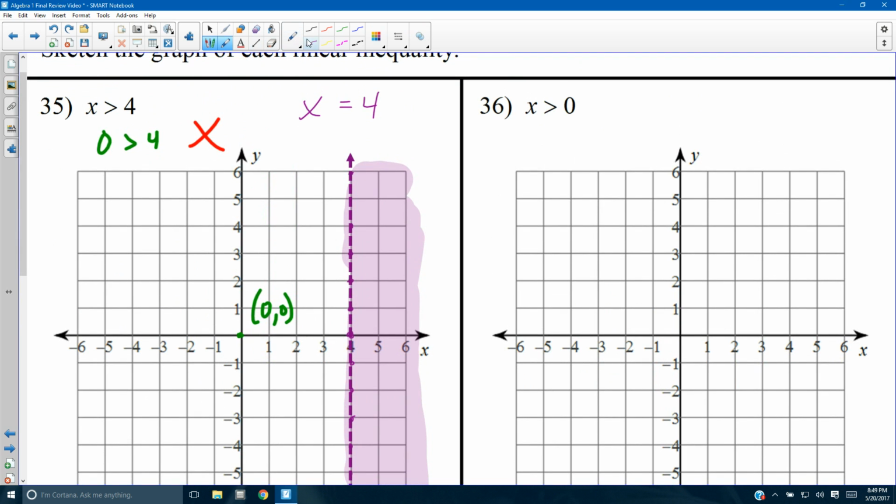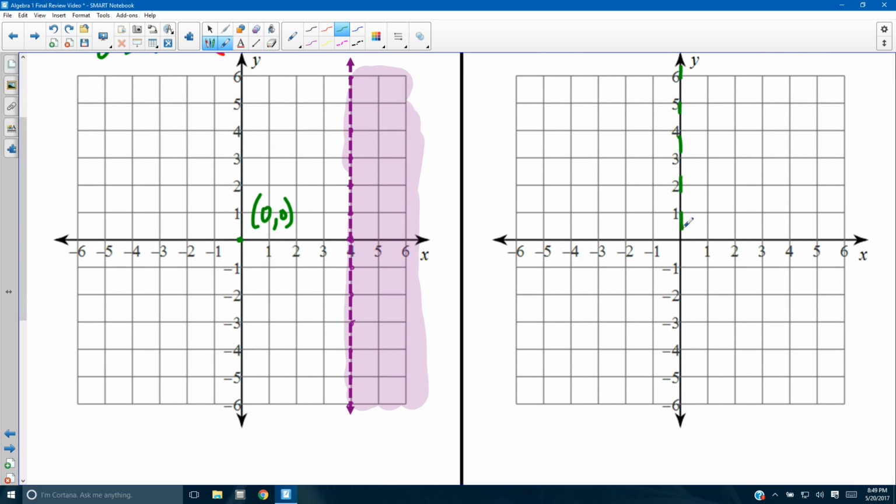Number 36 seems like a relatively easier problem than 35. They're kind of the same, but this one's right at 0. So you're going to graph the line x equals 0, which is the vertical line right here, right? No matter what y is, your x value is 0. Probably harder to draw because you have to draw beyond the y-axis here. Thankfully, I have this color green.